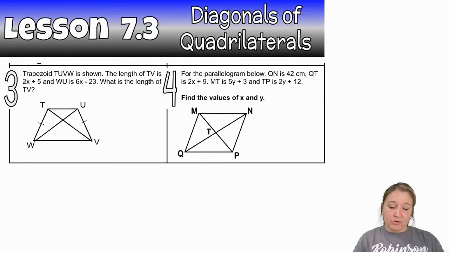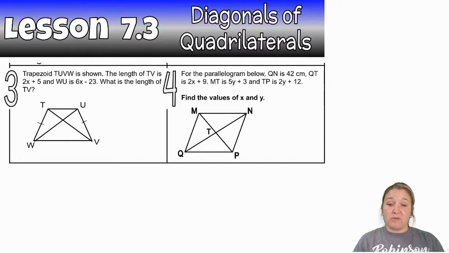Okay, let's look at example 3 here. Trapezoid TUVW is shown. The length of TV is 2x plus 5, and WU is 6x minus 23. So what's the length of TV?